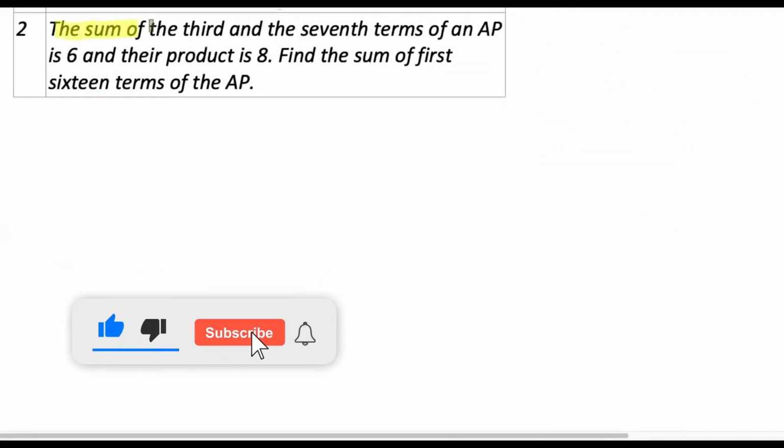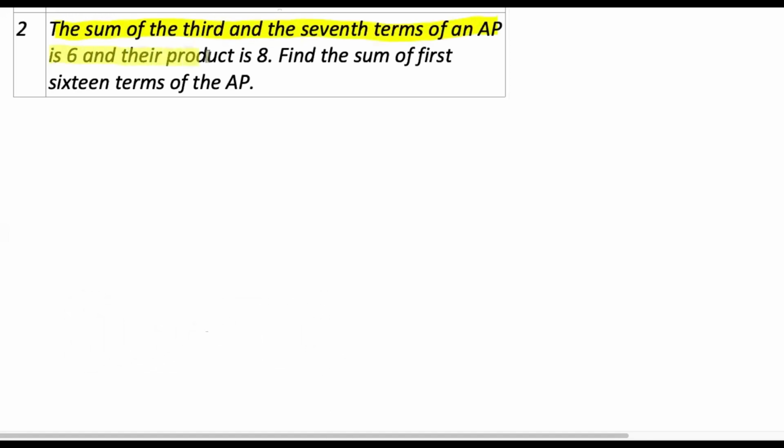And that second part says the sum of the third and the seventh term of an AP is 6 and their product is 8. So what is the formula for the nth term? Using this formula, an is equal to a plus (n minus 1)d. The third term will be a plus 2d, replacing n here.